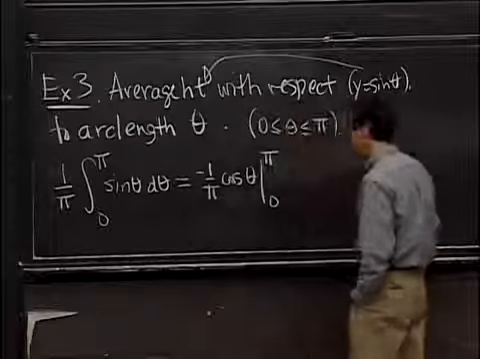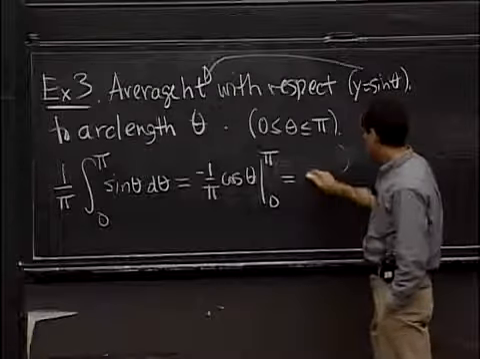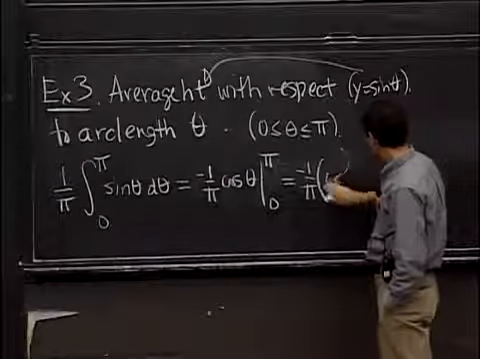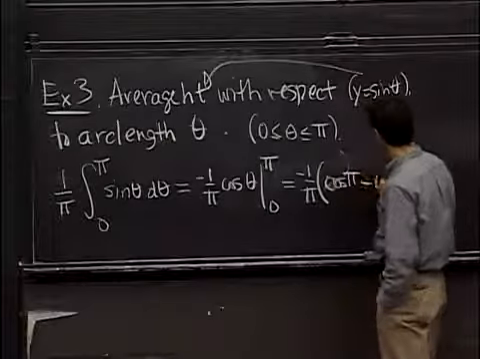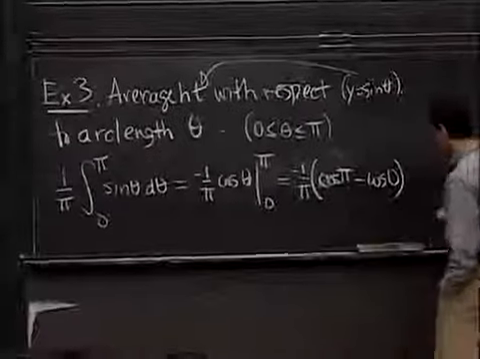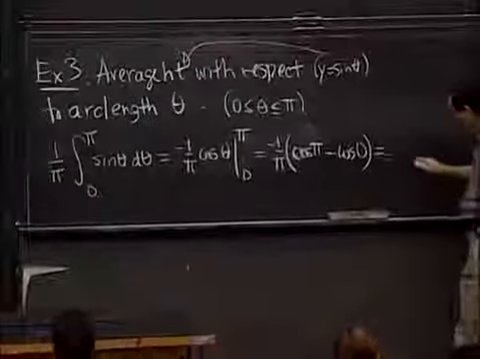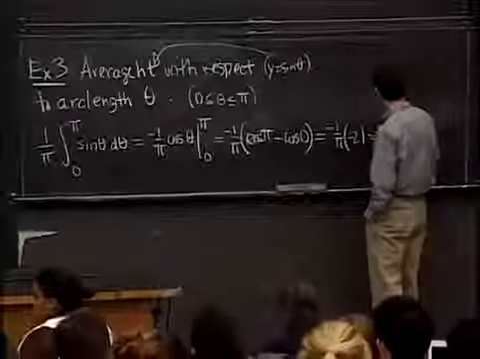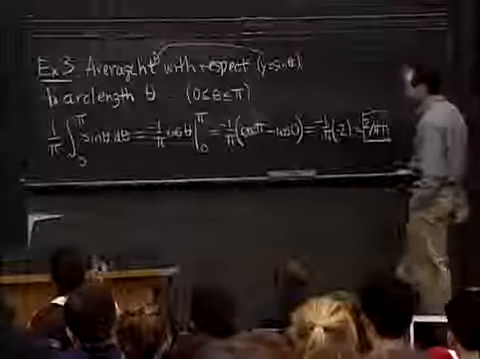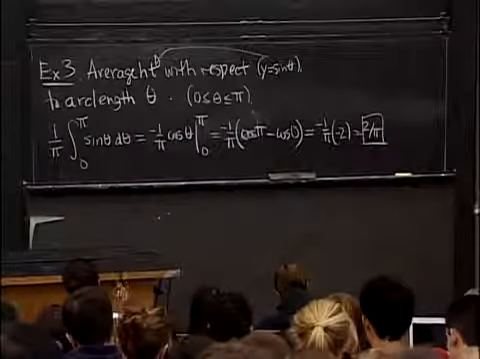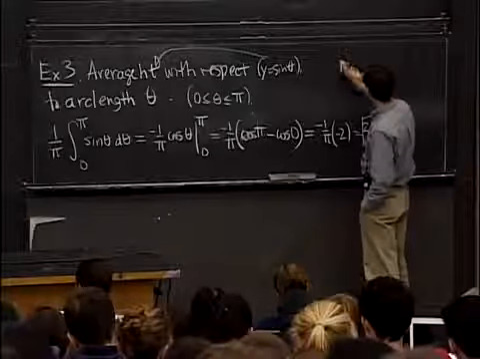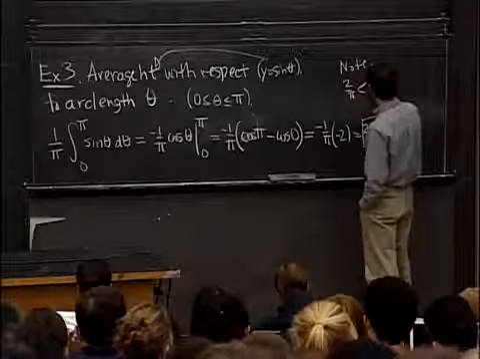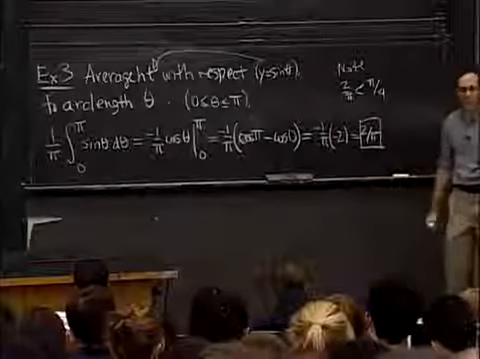All right? And so that's negative 1 over pi times cosine pi minus cosine 0, which is negative 1 over pi times negative 2, which is 2 divided by pi. And sure enough, if you check it, you'll see that 2 over pi is less than pi over 4 because pi squared is bigger than 8.